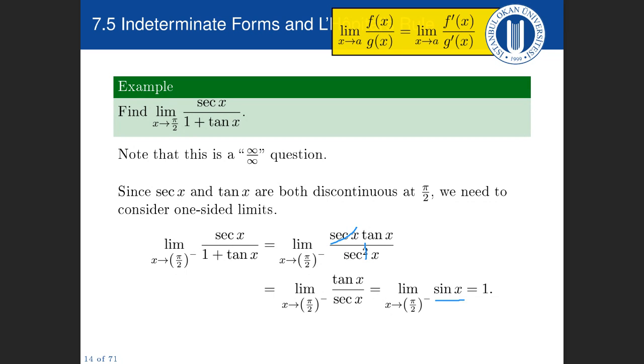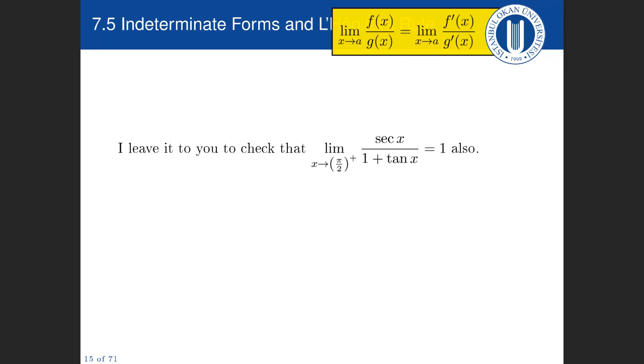We could do exactly the same calculation for a right-hand limit, but I'm going to leave that for you to do. Please check that the right-hand limit, as x tends to pi over 2, of our function sec x over 1 plus 10x is also equal to 1. Because the left-hand limit and the right-hand limit are the same, that means that the limit as x tends to pi over 2 of sec x over 1 plus 10x is equal to 1.